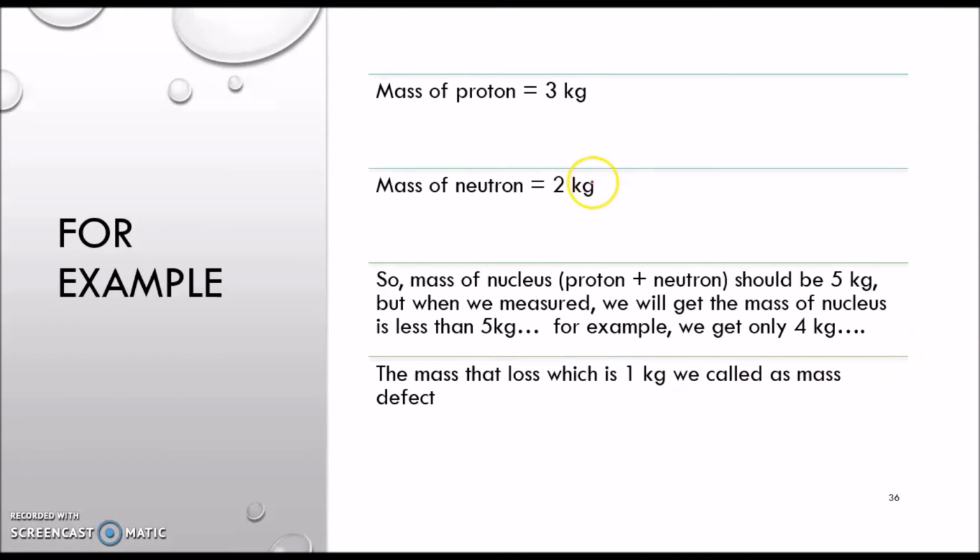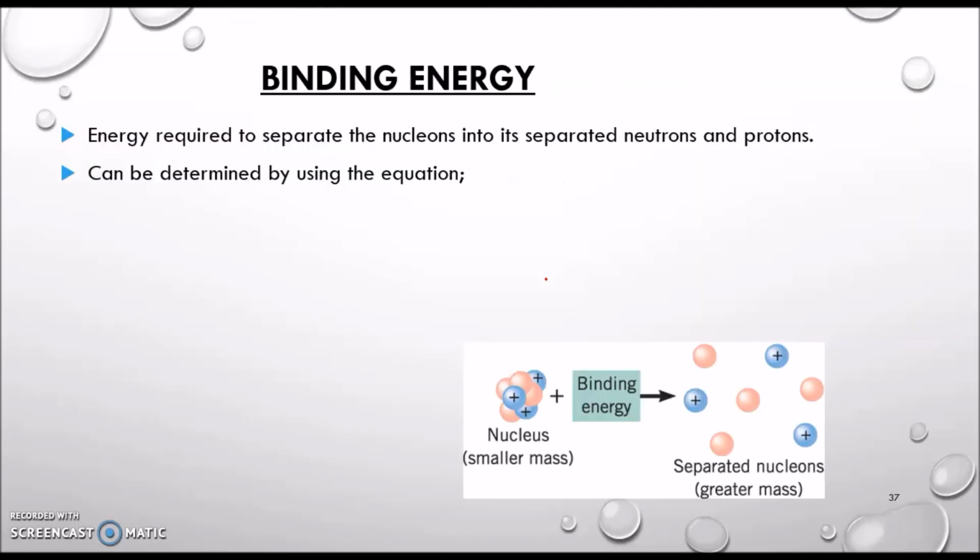This is the example for the mass defect. For example, we have a mass of proton 3 kg, mass of neutron 2 kg. The mass of nucleus should be 5 kg, because it is the combination of proton and neutron. But we will get a mass less than 5 kg due to the mass defect. Binding energy is the energy required to separate the nucleons into separated neutrons and protons. This is what I have explained just now. You can use this equation, E equals delta M c squared.